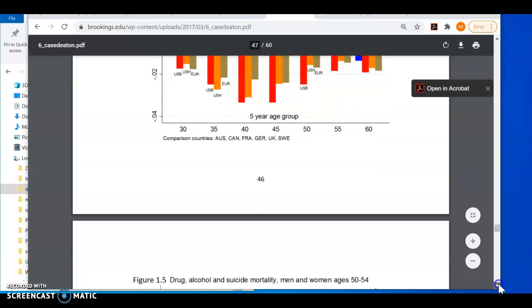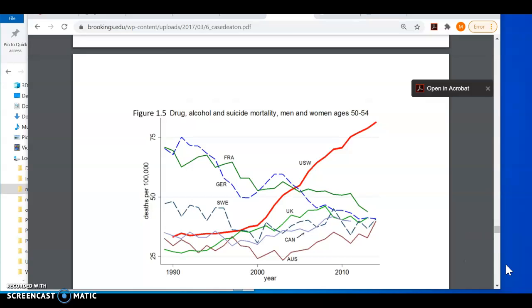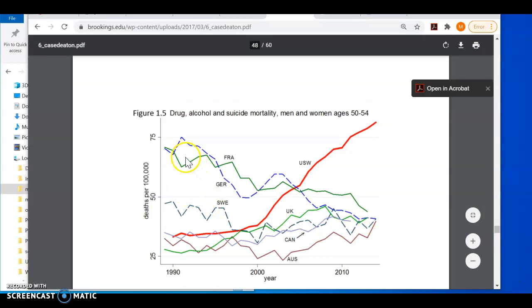And then let's go to page 47. We're going to look at figures 1.5 and 1.6. A lot of this is the so-called deaths of despair. So if you take drug, alcohol, and suicide mortality, men and women ages 50 to 54, again, we have these national comparisons. And again, our own red line, this is US whites, is off the charts, okay? Not only worse, we're getting worse rapidly.